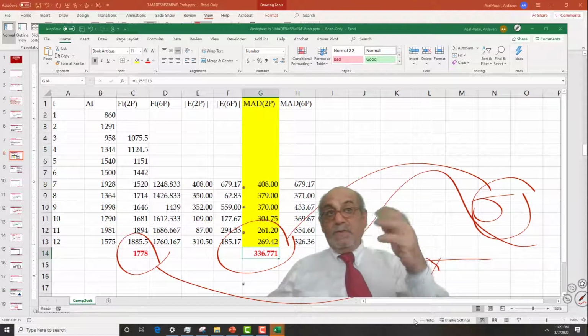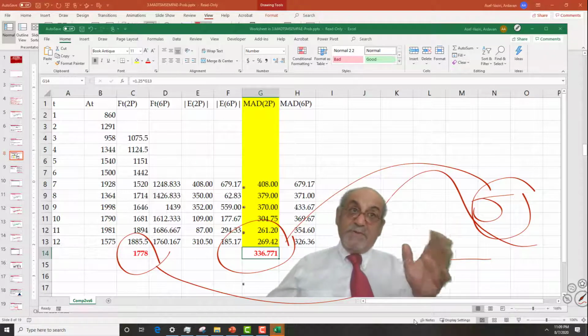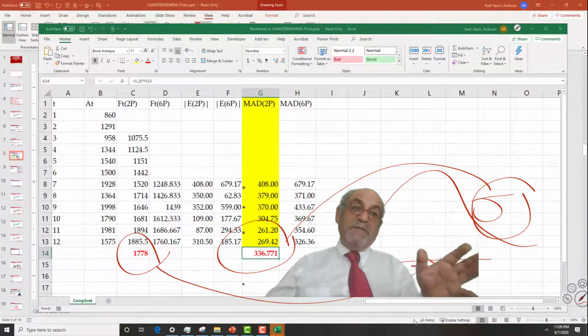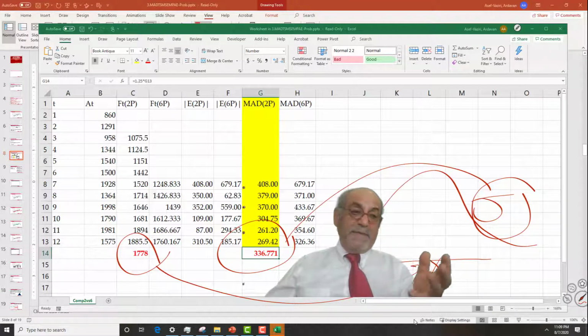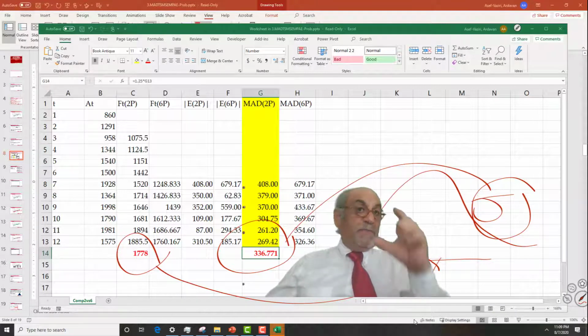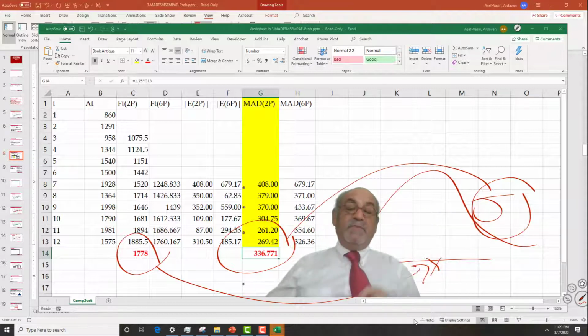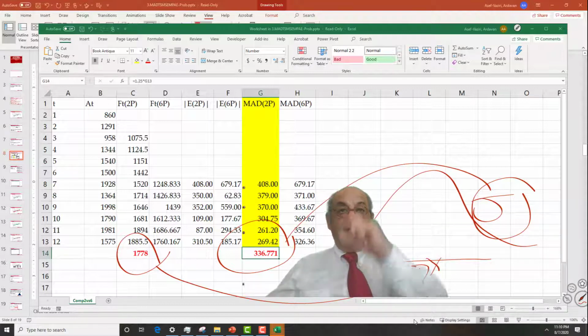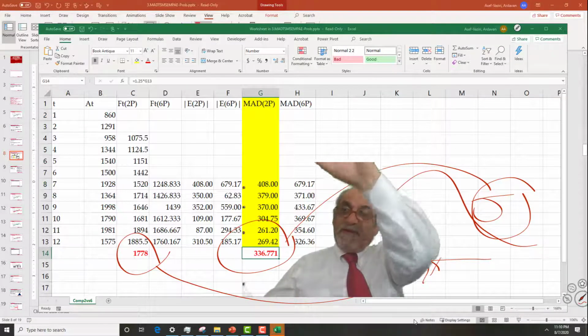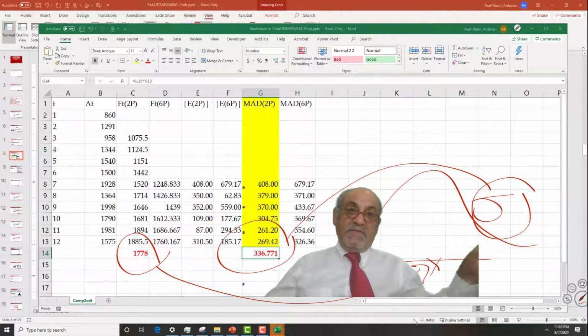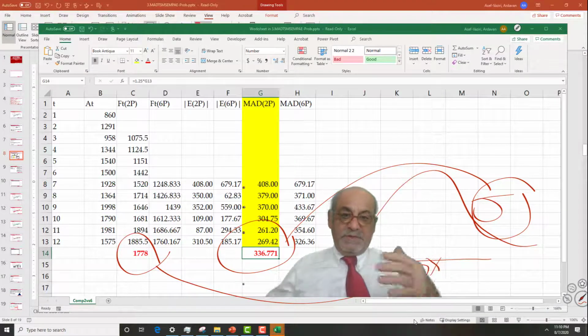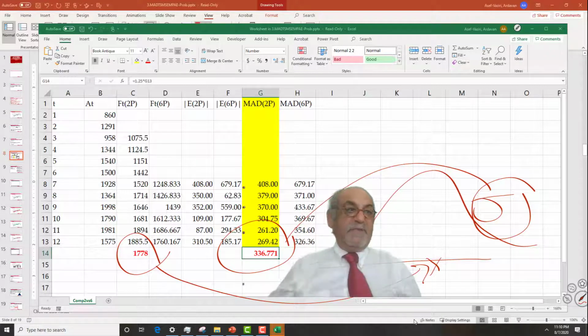When we compare 2 or 3 or 4 methods to find which one is better based on MAD or MSE or MAPE, we need to compare them over the same number of periods. We cannot compute MAD for the 2-period moving average, say for 10 months, and for the other one for 5 months. No, they should be compared over the same number of periods.